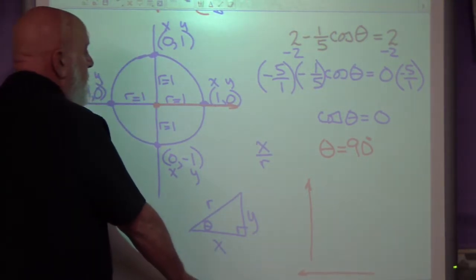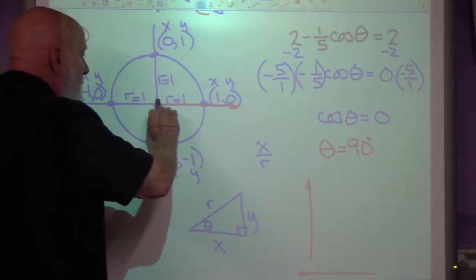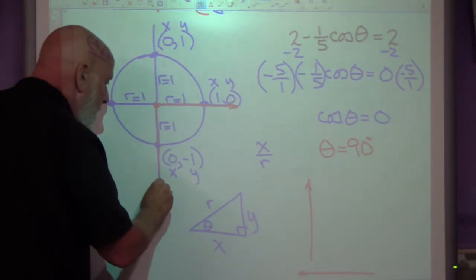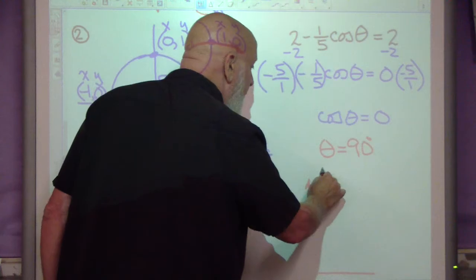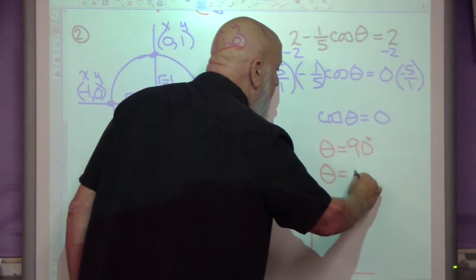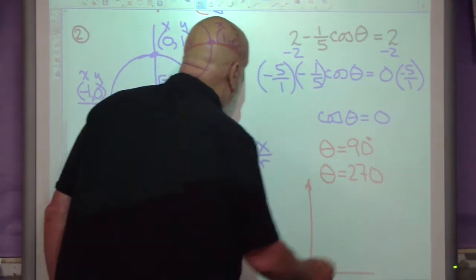But what if we rotate to 270 degrees? Here's our angle of rotation. X over r is 0 over 1, so that's 0. So theta could be 270 degrees. And we would stop there.